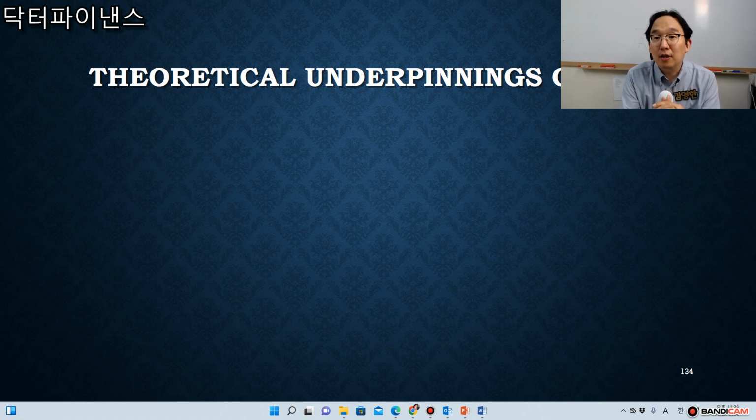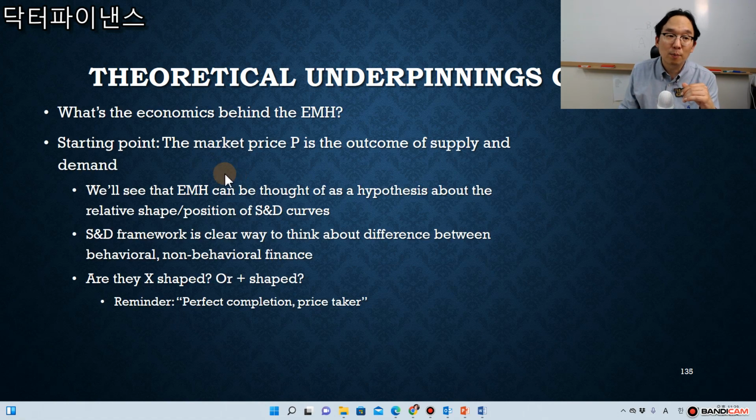Anyway, theoretical underpinnings of this EMH. Let's go through one by one. What is the economics behind the EMH? And the starting point is that the market price is the outcome of supply and demand. Supply and demand, you may think about it this way in your economics 101, but it's much more than that. It will be more like the equilibrium price in competitive market.